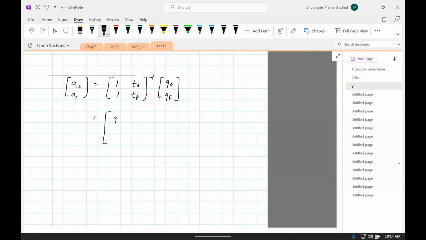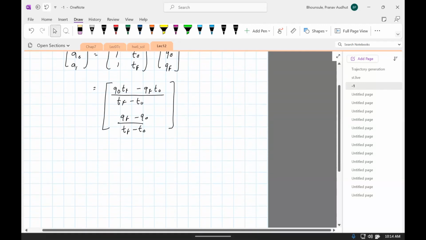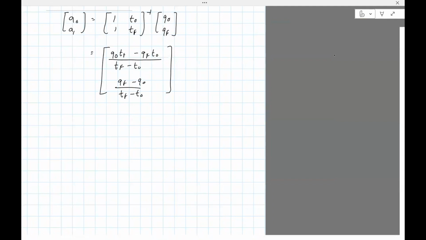You get Q0 TF minus QF T0 divided by TF minus T0. That's the first row. And then we have QF minus Q0 divided by TF minus T0. So that would be A0, A1.